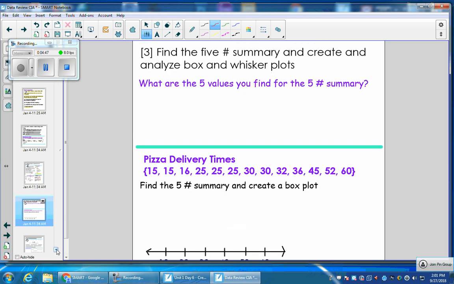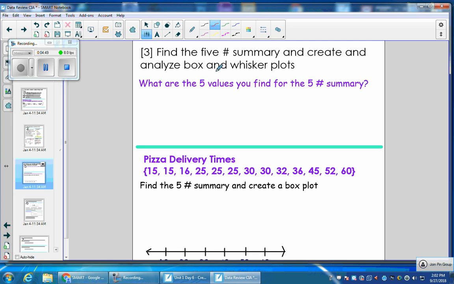Our last thing we're going to review is box and whisker plots. So for a box plot, we need to be able to find the 5-number summary. So the 5-number summary, remember, is the min, Q1, median, Q3, and max. So our minimum is 15. Our maximum is 60. We have to find our median.